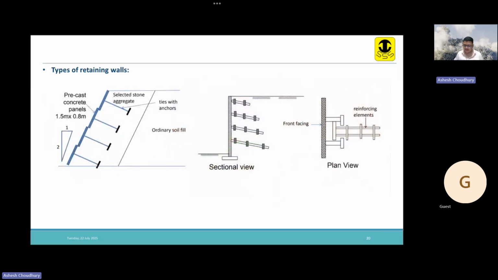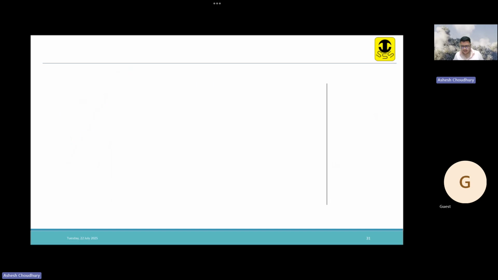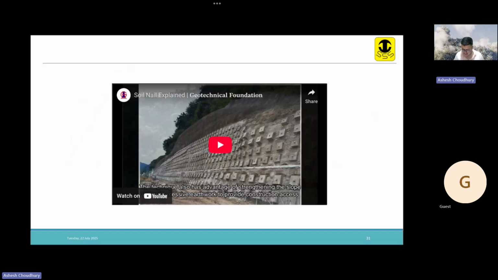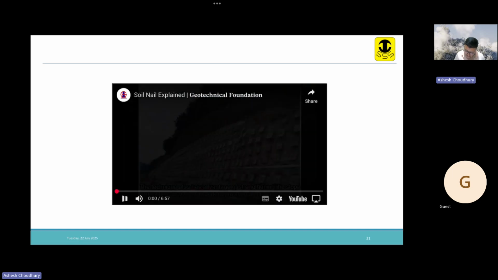Then we have types of retaining wall. We have these precast concrete panels, and we can tie them with anchors behind in the soil. So this is the front face, this is the plan view, these are the reinforcing elements that are anchored. Now let us see this video of soil nailing that I was saying.